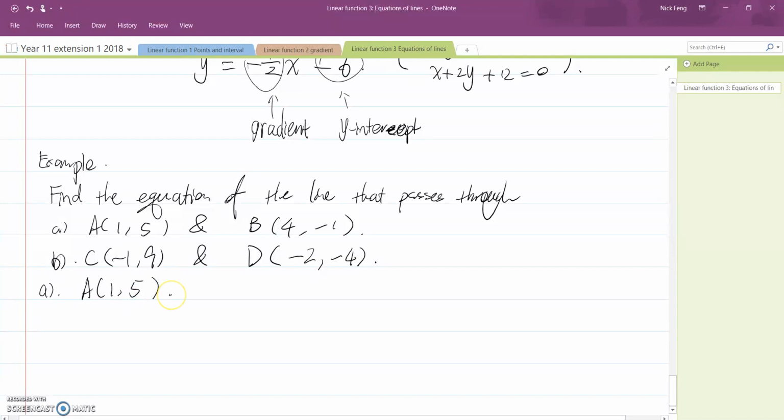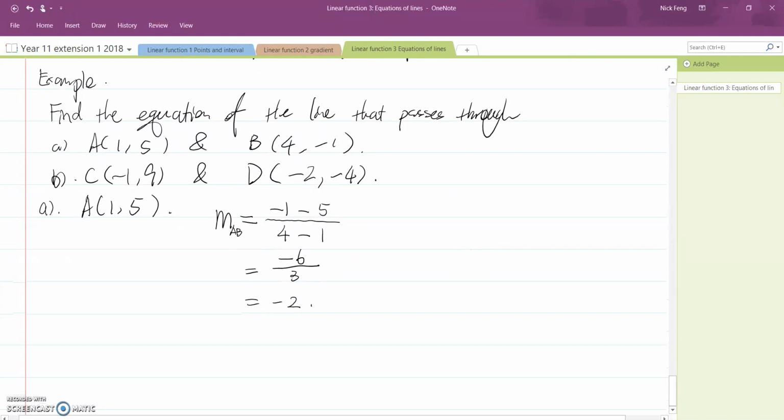This is the point. However, do we know the gradient in this case? We actually don't. We don't know what the gradient is, but we know the line passes through the two points. So in other words, you're going to use your knowledge about gradient to find the gradient of AB. I normally just write the subscript: gradient of AB equals y2 minus y1 over x2 minus x1. That will give you negative 6 over 3, that is negative 2. So the gradient of the line is negative 2.